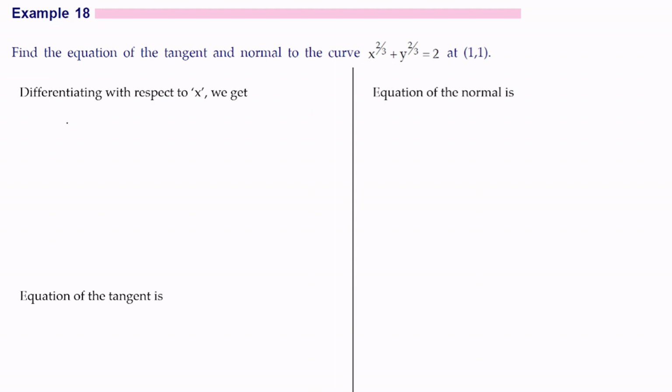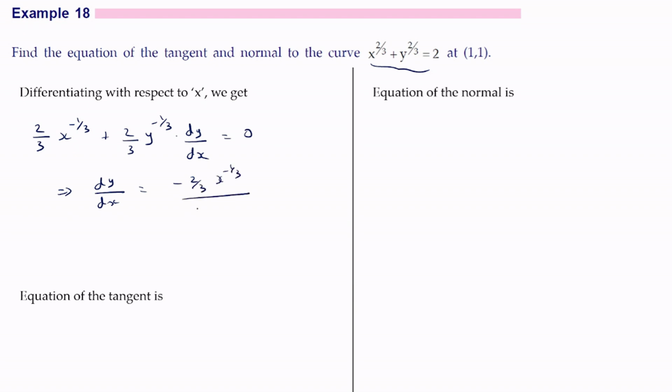So let us differentiate the equation with respect to x. So x raised to 2 by 3, if we differentiate, we get 2 by 3 into x raised to 2 by 3 minus 1, which is minus 1 by 3, plus here y raised to 2 by 3, if we differentiate, we get 2 by 3 into y raised to 2 by 3 minus 1, which is minus 1 by 3, into dy by dx. This is equal to 0. So from this we get dy by dx equal to minus 2 by 3 into x raised to minus 1 by 3 by 2 by 3 into y raised to minus 1 by 3. Or this is minus y raised to 1 by 3 upon x raised to 1 by 3.